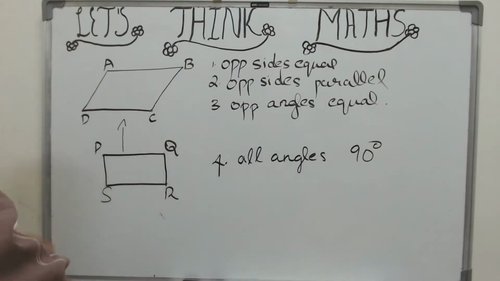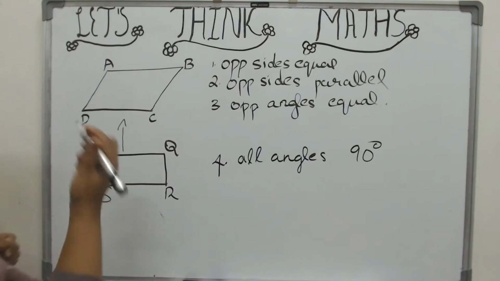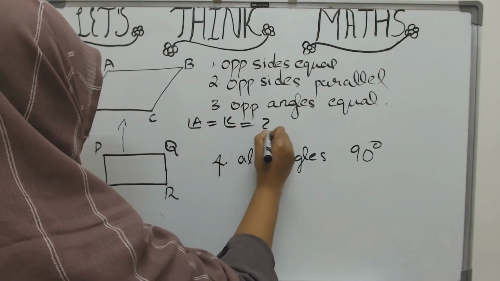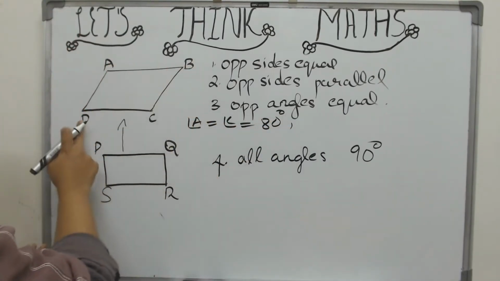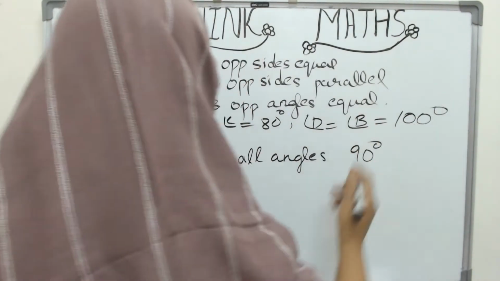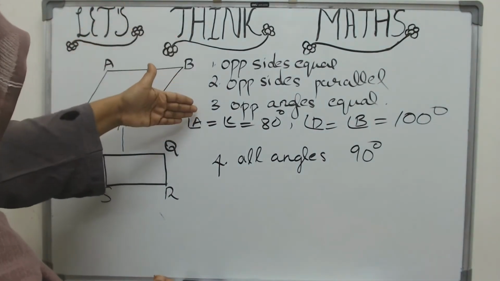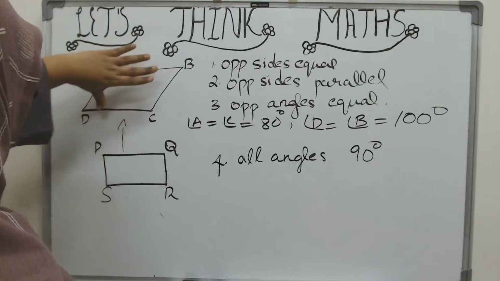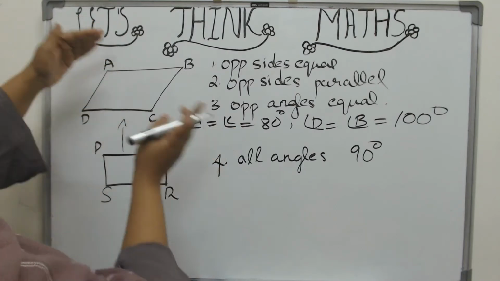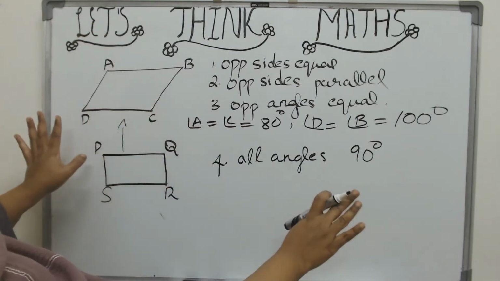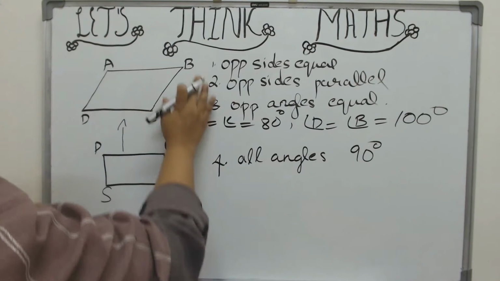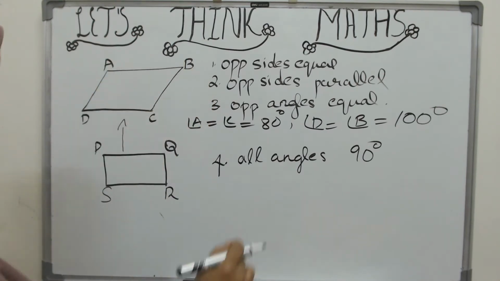So can every parallelogram be a rectangle? The answer is no. What if angle A is equal to angle C is equal to 80 degrees, and what if angle B and angle D are equal to, say, 100 degrees? So it is a parallelogram, right? All these conditions are satisfied, and A and C are 80 and D and B are 100. All the angles of a parallelogram should together add up to 360 degrees. That's all you need. All of them do not have to be equal. Just opposite angles have to be equal, and all four of them together should add up to 360 degrees.